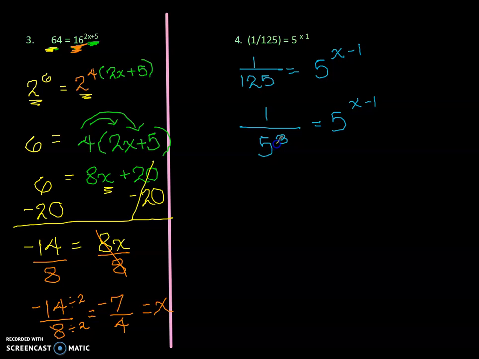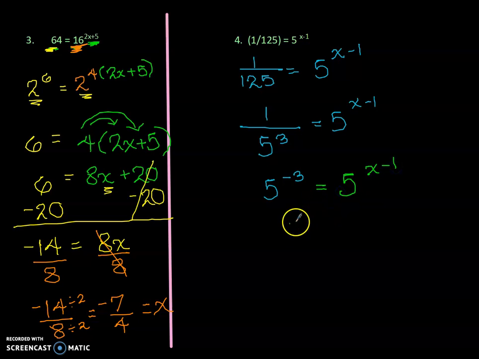But since I don't want to deal with the fraction, remember, if you want to move something from the denominator to the numerator and vice versa, you change the sign of its power. So I can change this to 5 to the negative third power. If this was something other than a 1, I would also keep the numerator here, but since it's just 1, I'm going to leave that alone. And it equals 5 to the x minus 1 power.